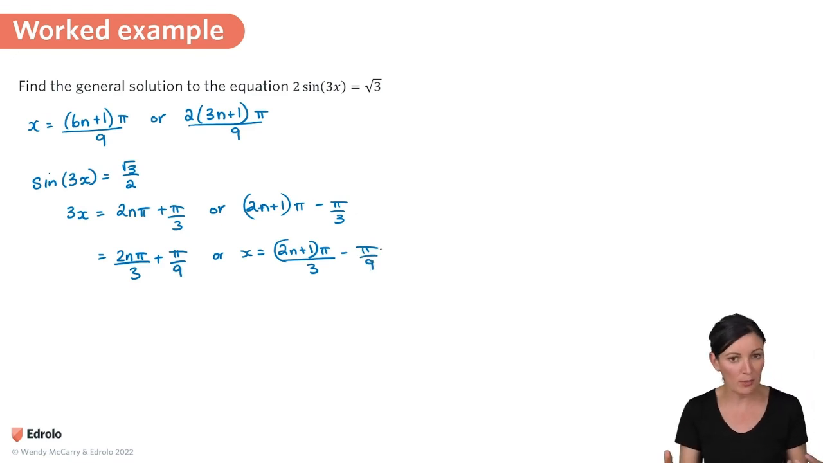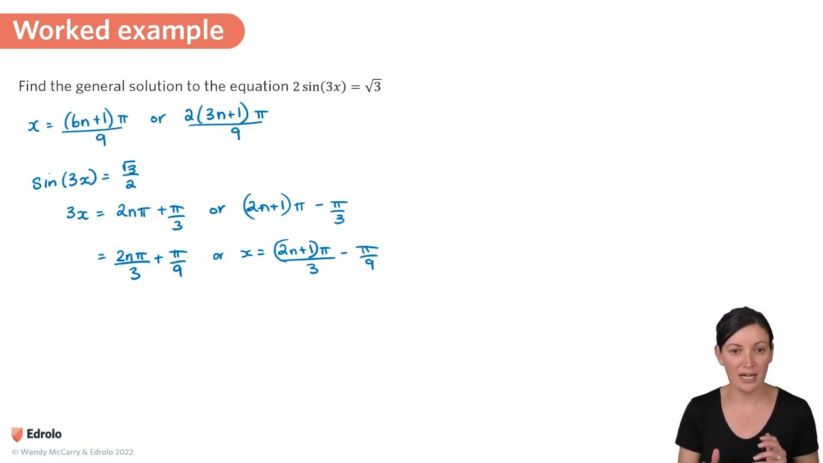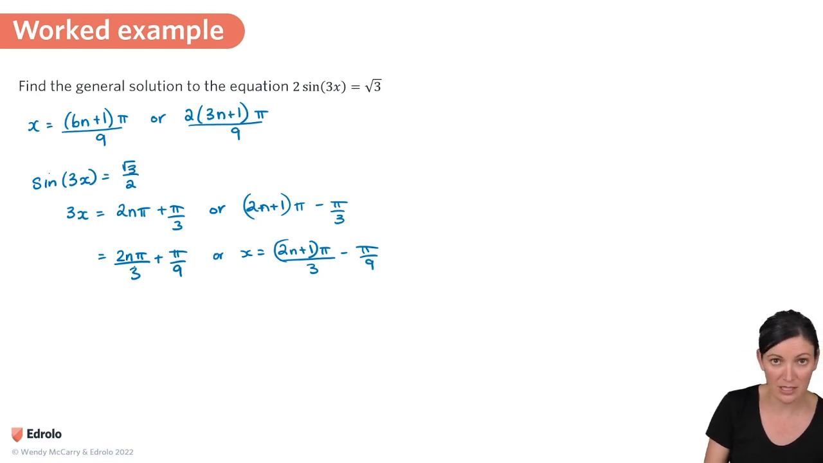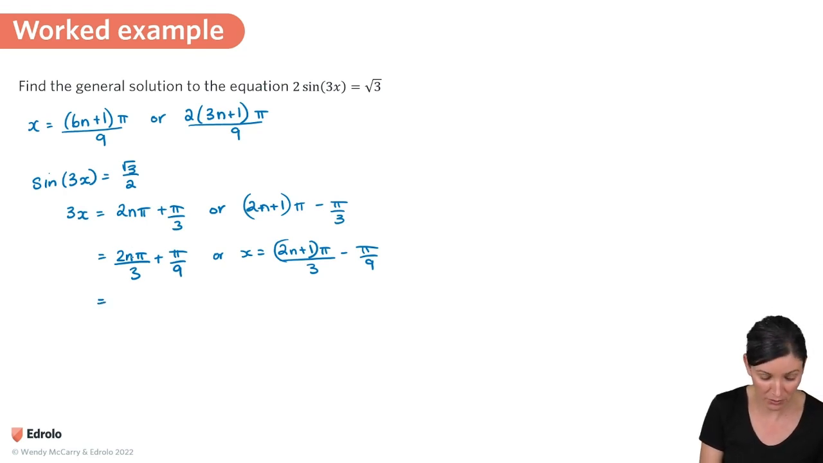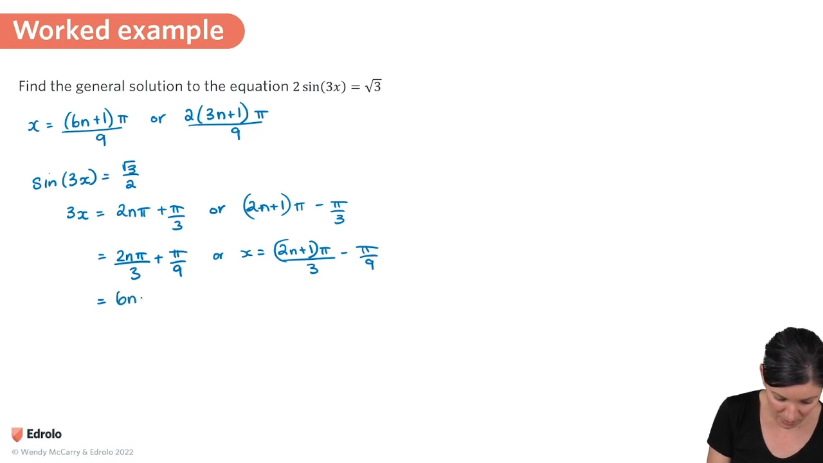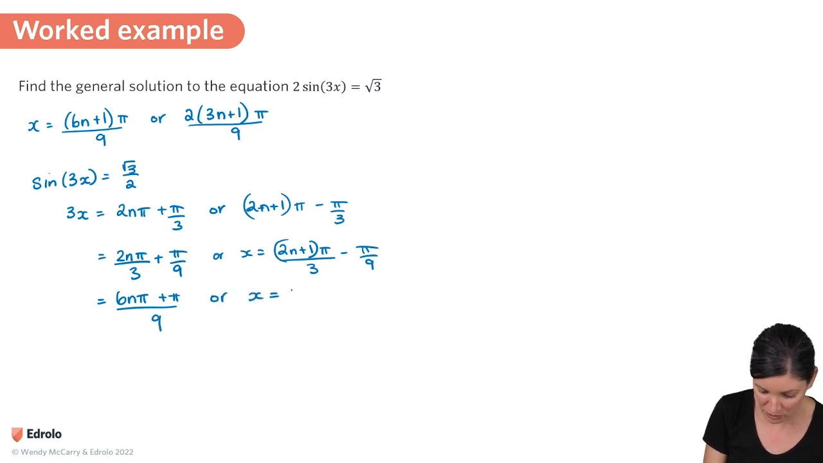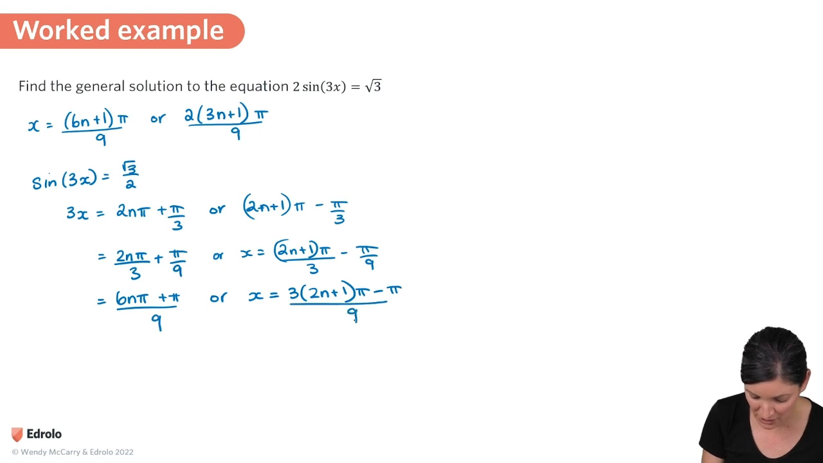Okay, it's starting to look a little bit like what the calculator gave me. I can see a denominator of 9 there. What I'm going to do is get a common denominator so I can add the fractions together. So I've got to multiply my first fraction by 3. So here I would get 6n pi plus pi over 9. And for my second one, if I multiply this by 3, I have 3 times (2n plus 1) pi minus another pi over 9.